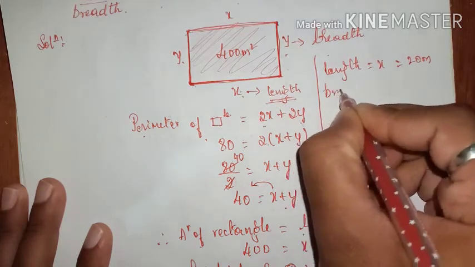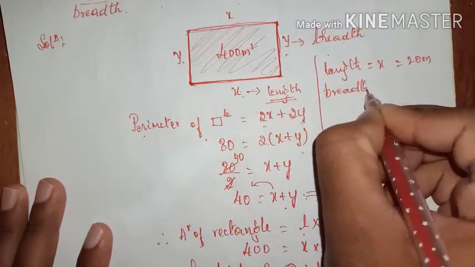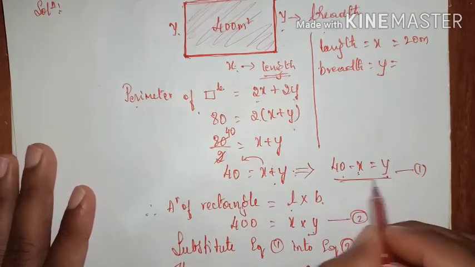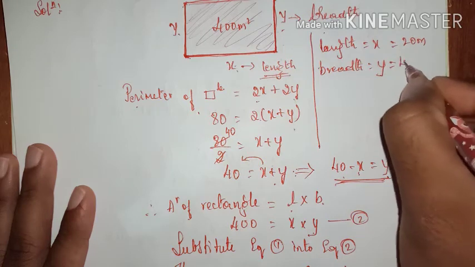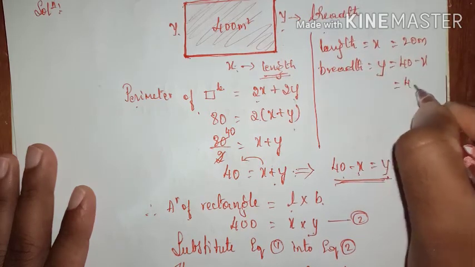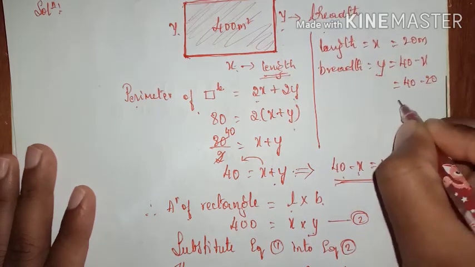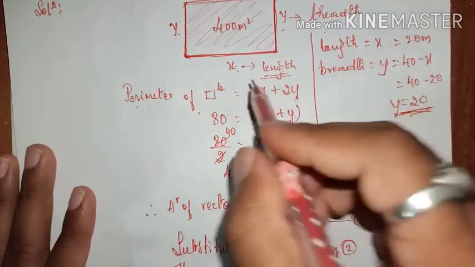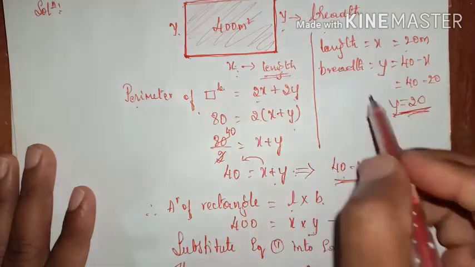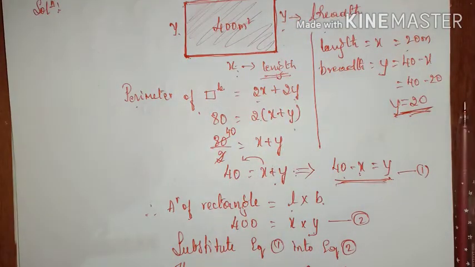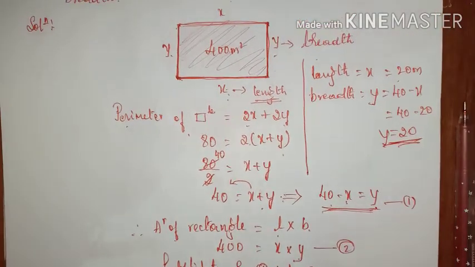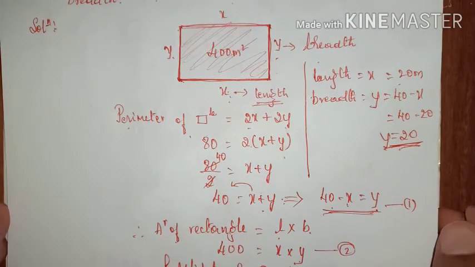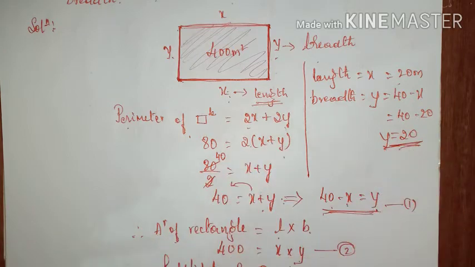What about breadth? Breadth is y, and as we know from equation number 1, y is 40 minus x. That's 40 minus x, where the value of x is 20, so y equals 20. So x is 20 and y is 20. Now if you observe this at the end, is it possible? Yes, of course it is possible. We can design a rectangular park by using this measurement.